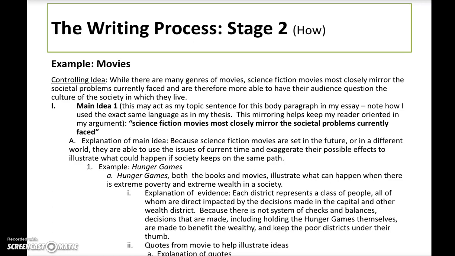Notice how each level allows you to develop your ideas more fully. It is very important that you allow space to explain your ideas to readers. Once you've developed your outline, you can move on to stage 3.